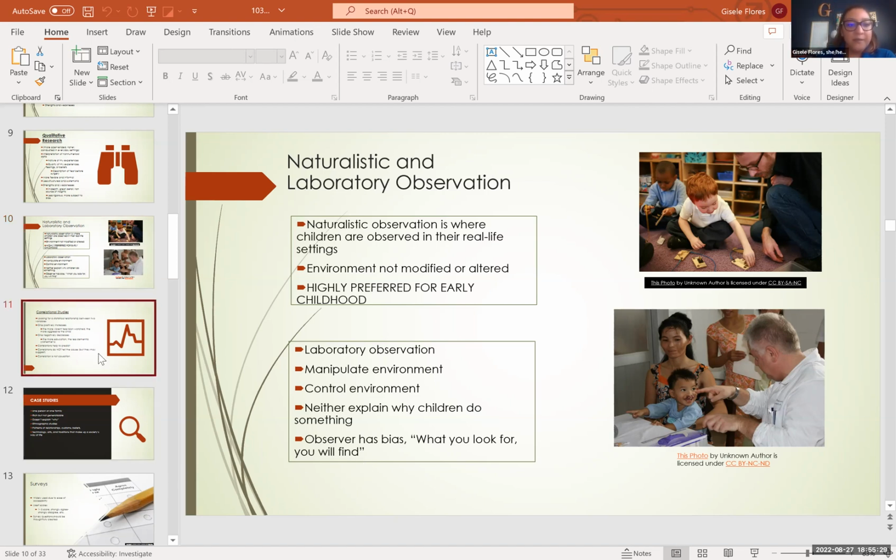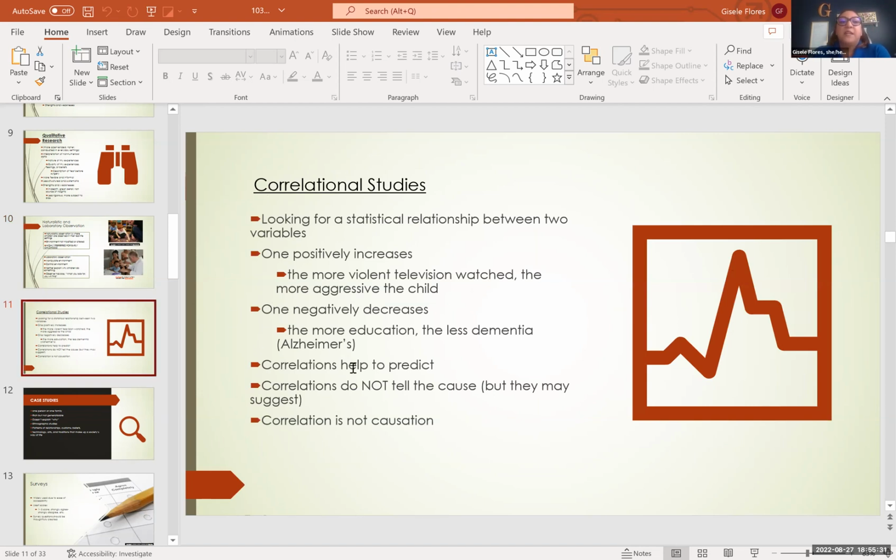Okay. Let's look at other types of studies. There is a difference between correlational studies and causational studies. Correlational studies are looking at a relationship between two variables, and so we're looking at if one positively increases, or if one negatively decreases. An example of positively increases is the more violent television watched, the more aggressive the child is.